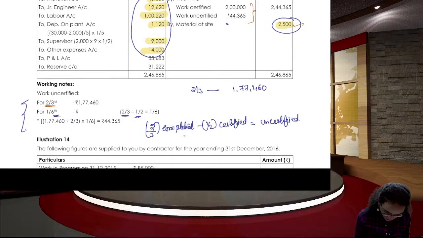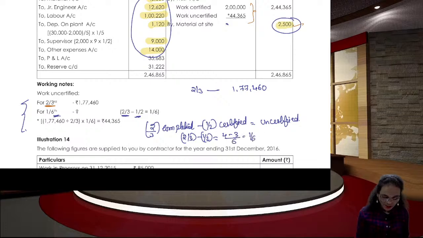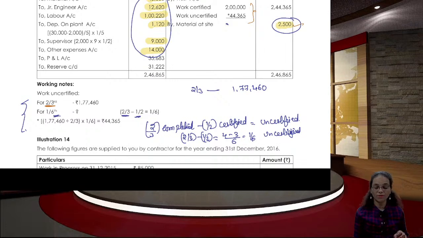So 2/3 minus 1/2, equal to: 2 2s are 4, 3 1s are 3, 2 3s are 6. That is 1/6. So 1/6 is the uncertified one. See, this is the only twist here. For this twist you will get the question in the examination. This question sometimes will be asked for 6 marks, sometimes for 8 marks also.